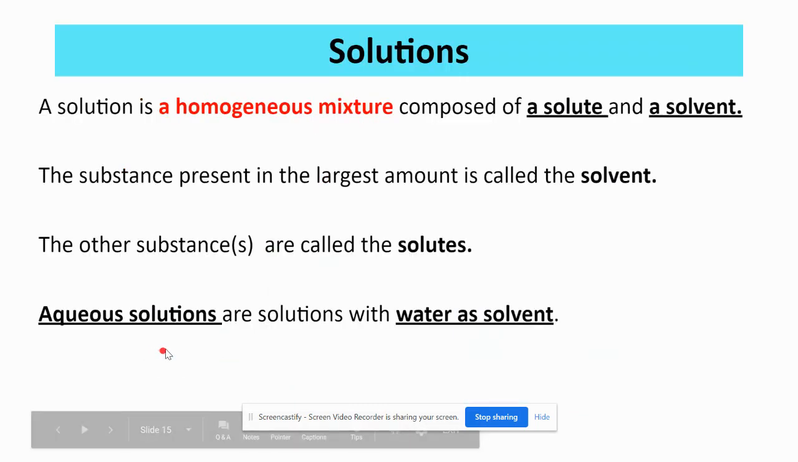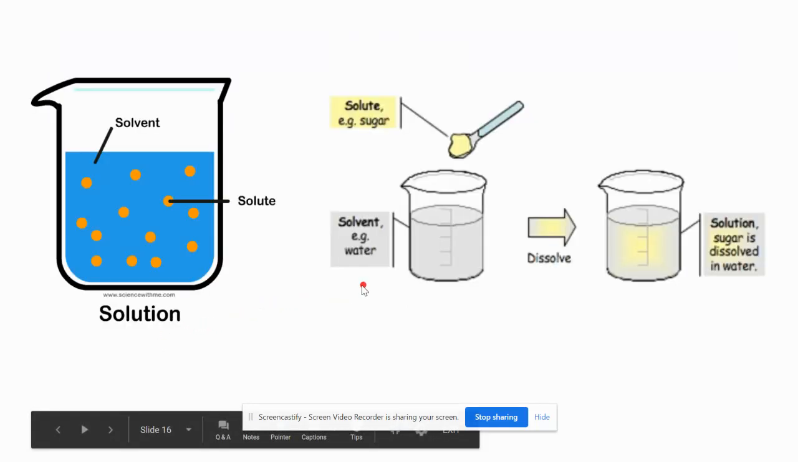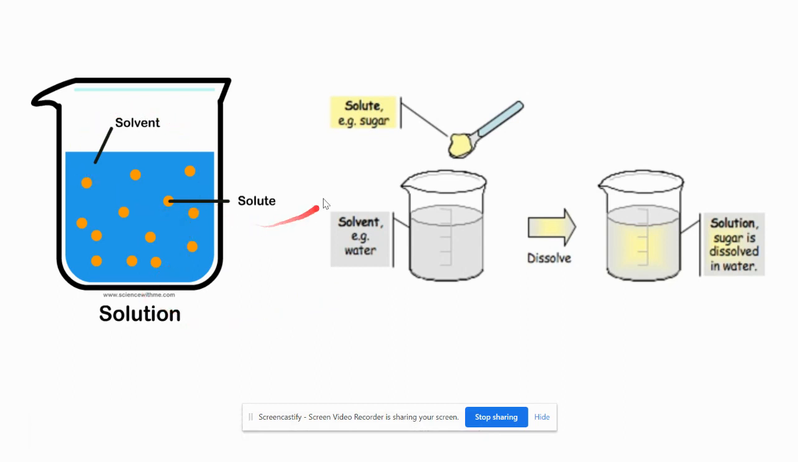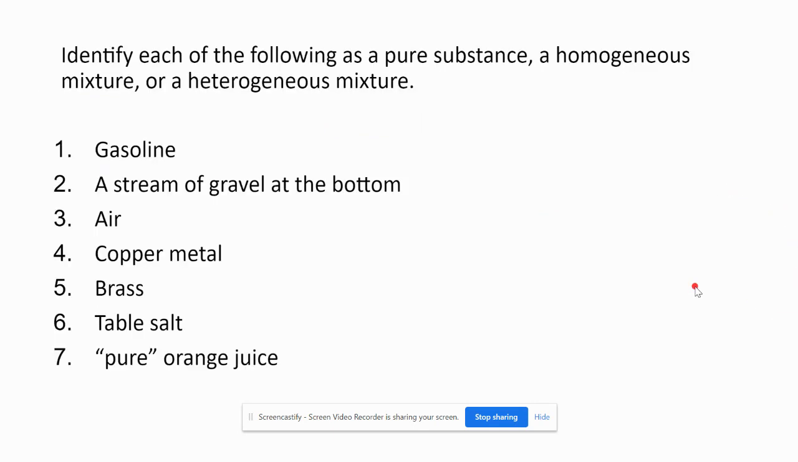Okay, and then we have this term called aqueous solution. When you refer to an aqueous solution, you know that water is the solvent. Okay, here it is. You have solvent, solute, sugar, water, dissolved sugar, and then you have sugar solution. Here, let's take a look. We have gasoline. I want you to identify whether it is a pure substance, homogeneous mixture, or heterogeneous mixture. Gasoline. Okay. Gasoline is a homogeneous mixture because it's composed of different types of chemicals.